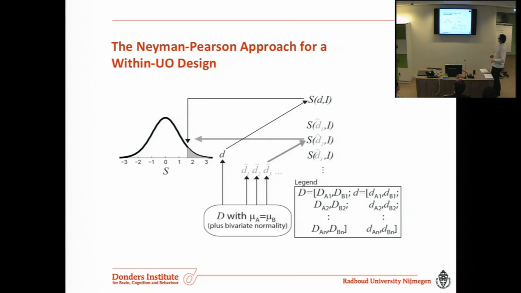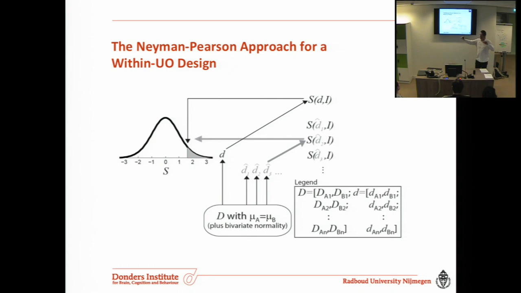Okay. Now, what I now do is on this slide, I will point your attention to the minor changes that are required to deal with the within unit of observation design. Actually, the only difference pertains to the lower right here. So, in comparison with a between unit of observation design, in a within unit of observation design, the structure of my data and my random variables is different.